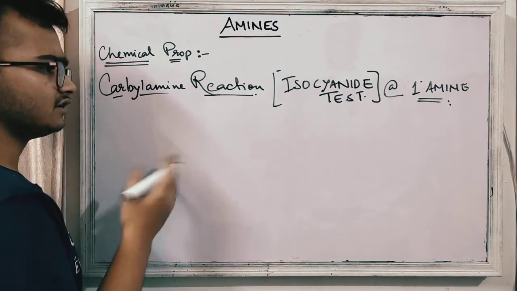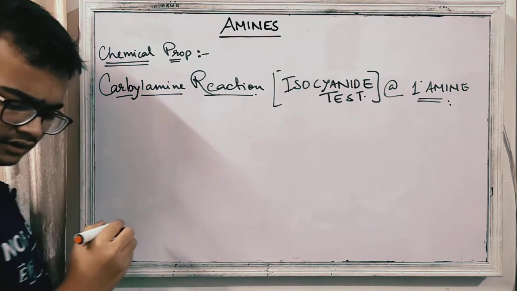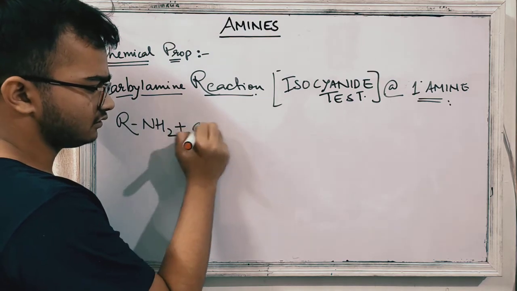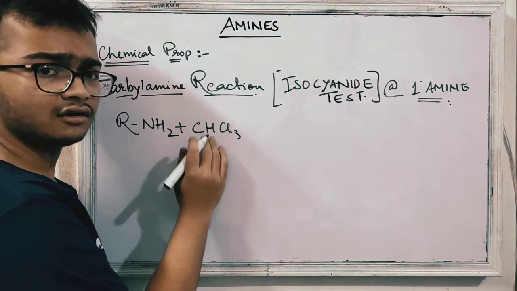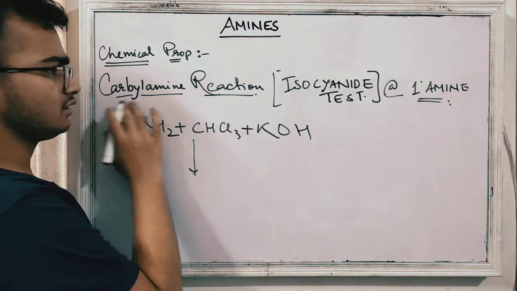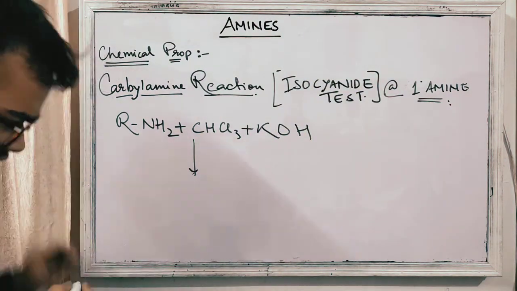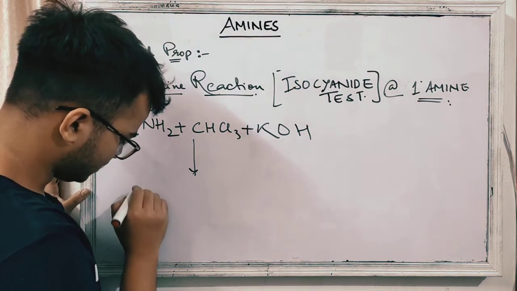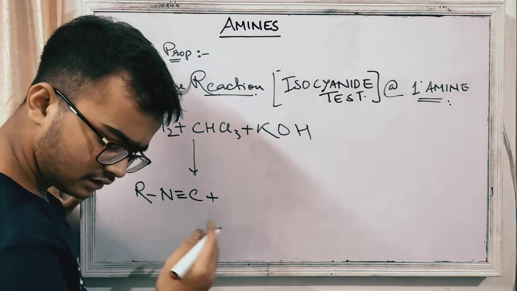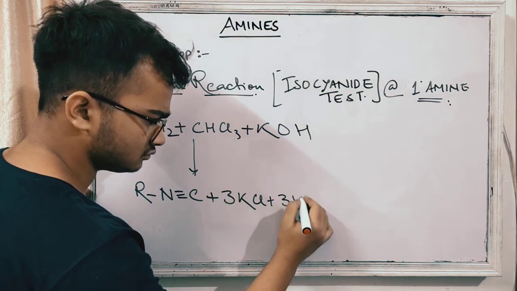So, what is happening here is we take any amine, let that be RNH2, we treat it with CHCl3. Now, what is this? This is called chloroform, and you take potassium hydroxide. As a result of this, carbylamine reaction or isocyanide test, that means you have to form an isocyanide. So, how does an isocyanide look? It looks like this, R N triple bonded C plus, as a byproduct you are getting 3 KCl, and obviously you are getting 3 H2O.